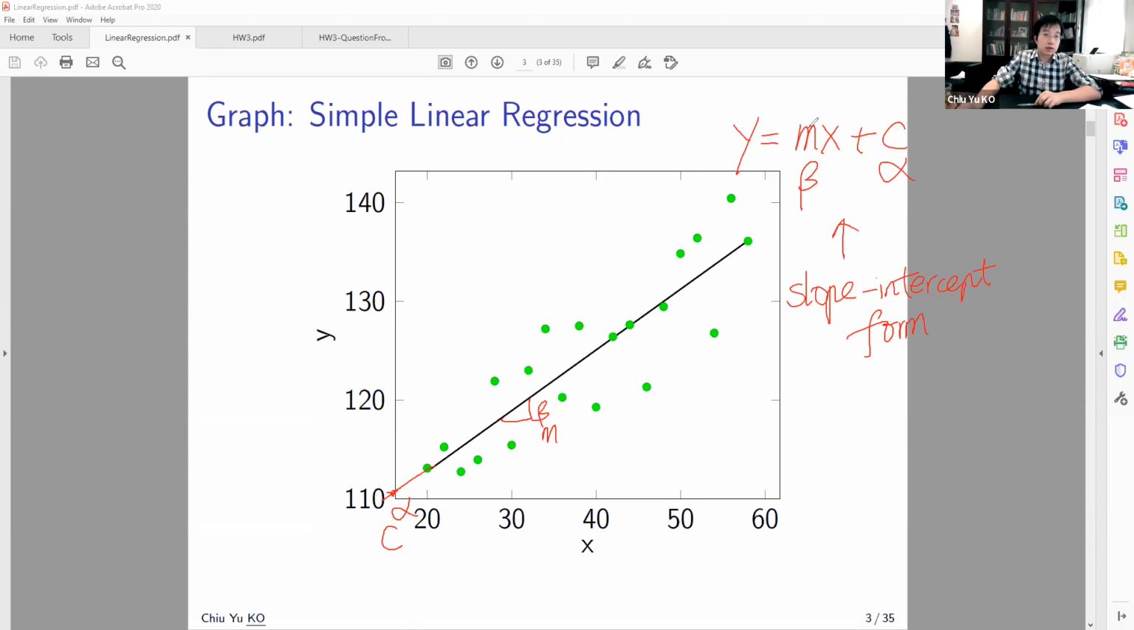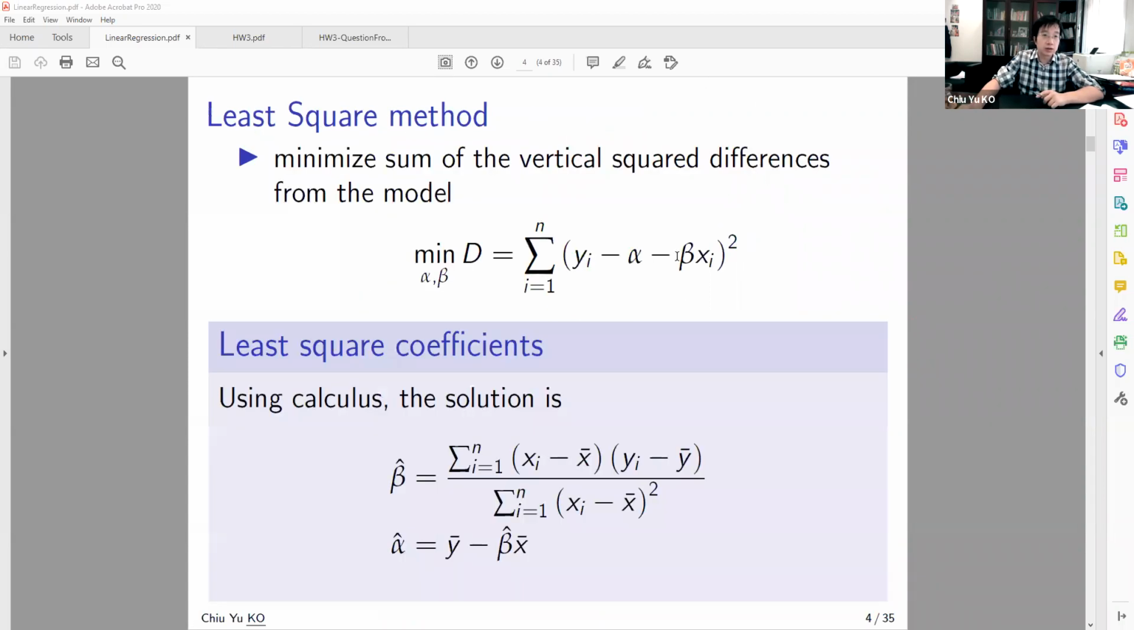So this is the line, right? If this is the slope, then this point is given by beta x plus alpha, and this is y. So the distance will be y minus this guy, alpha plus beta x. That is what we mean here. This is the line.